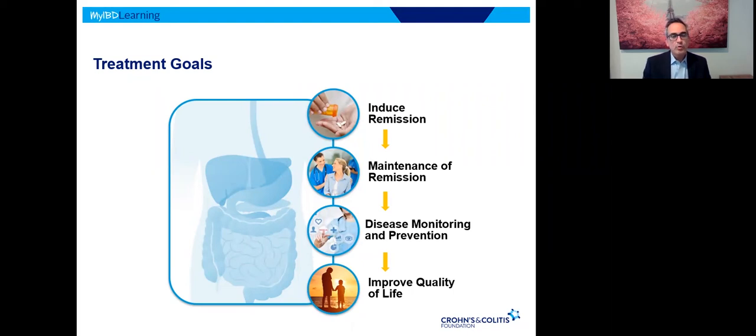Finally, our goal is to improve the quality of life in patients with inflammatory bowel disease, to maintain a job, to go to work, to go to school, socialize, not feel overly upset about the disease. These are all examples of improvement in quality of life. And so really the aims of treatment are to be well and treat the symptoms, but also heal the intestine so that we prevent complications down the line.